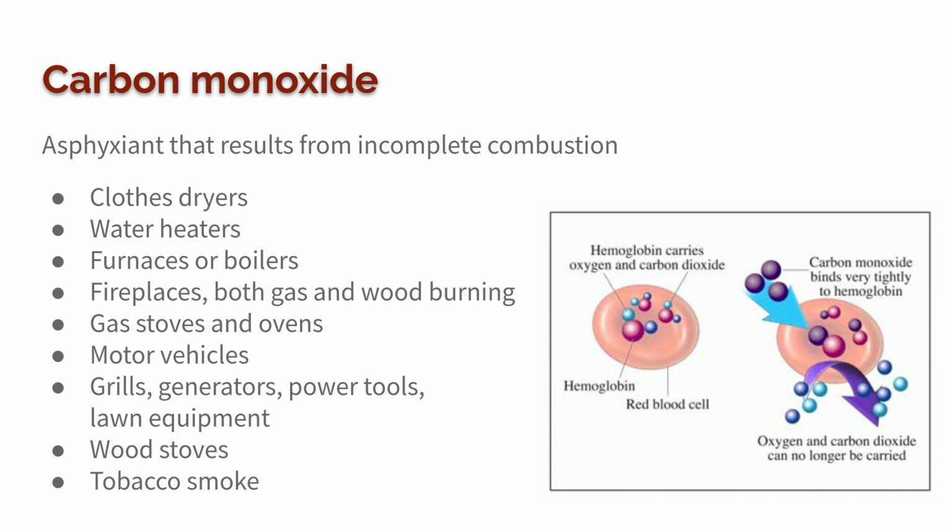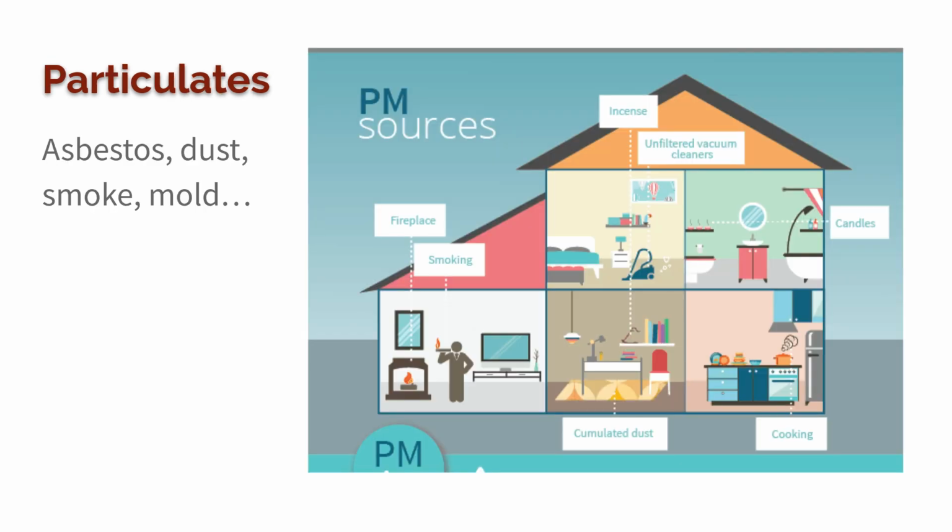This can be emitted from anything that is a source of combustion, because that increases the chances of having incomplete combustion. So maybe if you have a gas stove or a fireplace, those could be good sources. But also things like tobacco smoke, dryers, water heaters, vehicles. You really do not want to have your vehicle running in a closed area, because that can emit carbon monoxide. So very bad.